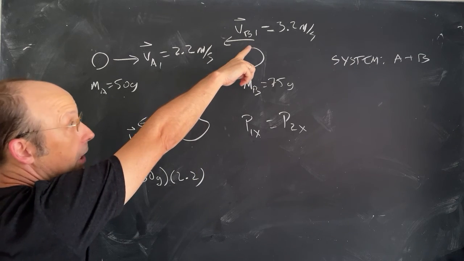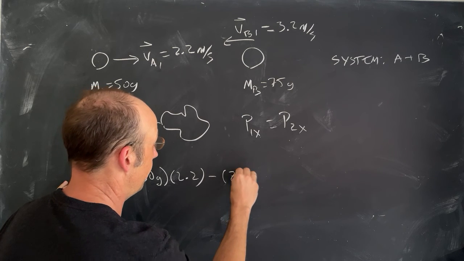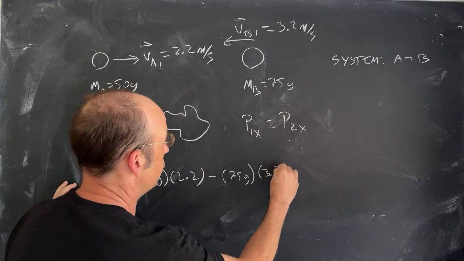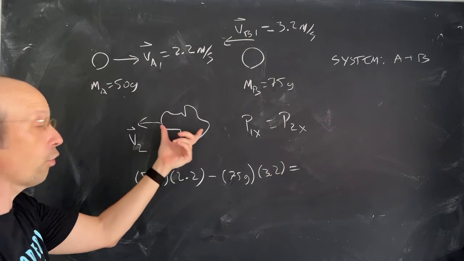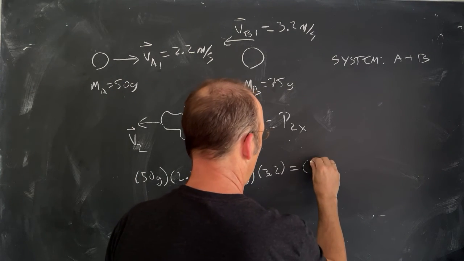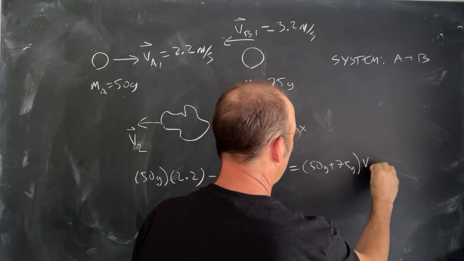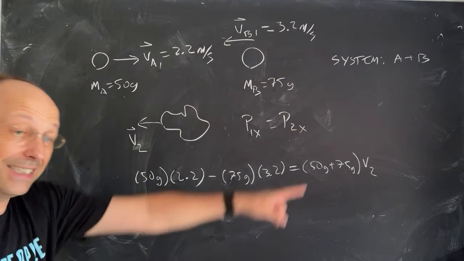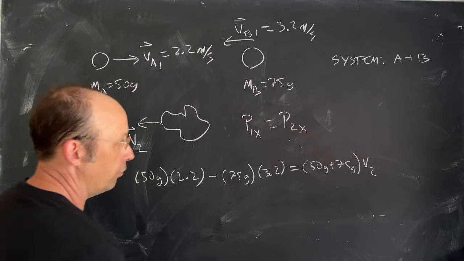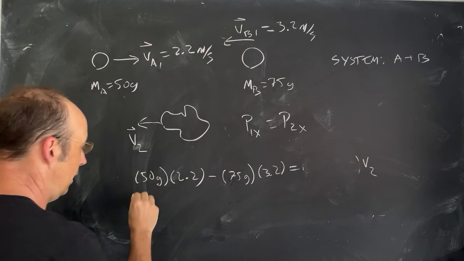And then this has a velocity in the negative x direction. So it's going to be its mass, 75 g, times minus 3.2. And that's going to equal the total mass, because now they're stuck together, 50 g plus 75 g, times v2. And I want to solve for v2. That's technically the x component of the velocity. Well, that's pretty easy. I can divide both sides by that, and I'm done.